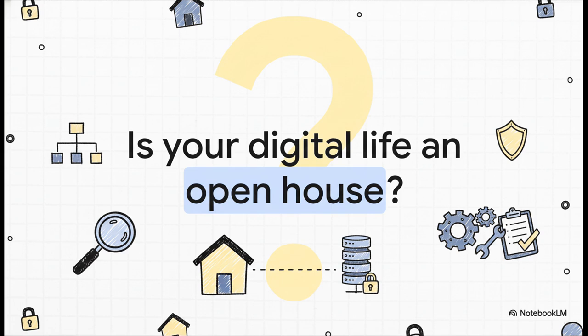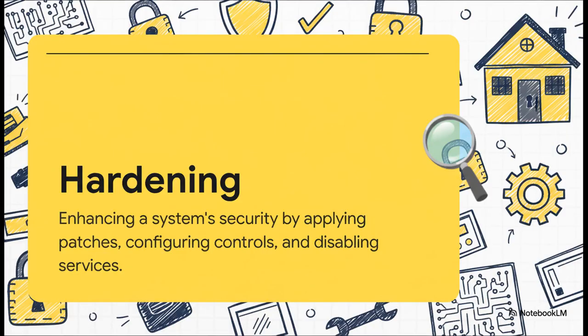When you get a new device or set up a new system, those default settings are basically throwing an open house party for hackers. The front door is unlocked, the windows are wide open, everyone's invited. And that's because the core problem is this: a default system is almost always a vulnerable system. So what do we do about it?